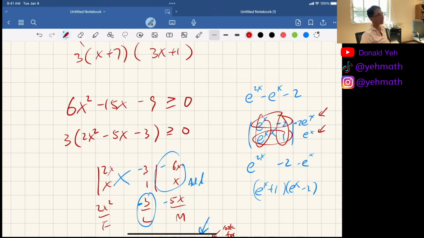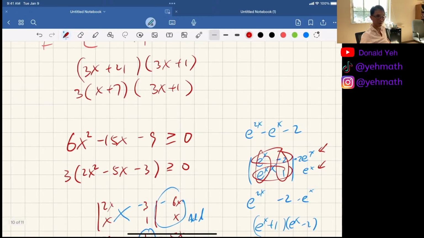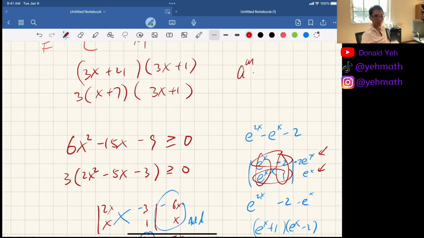And so e to the 2x is equal to e to the x times e to the x? Yep. Okay. Because that's the exponent rule, right? a to the m times a to the n equals a to the m plus n. So if a to the x times a to the x, guess what? a to the 2x. x plus x is 2x.